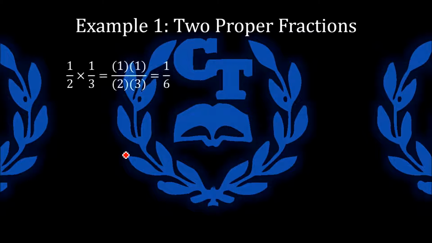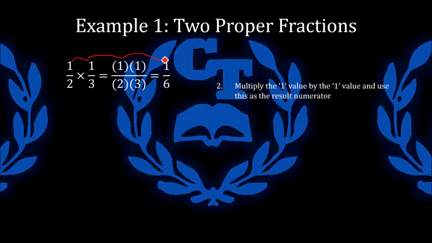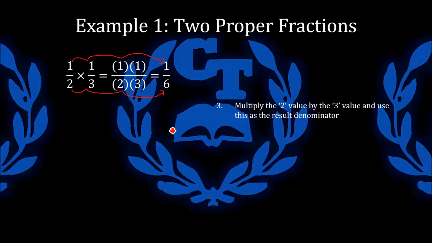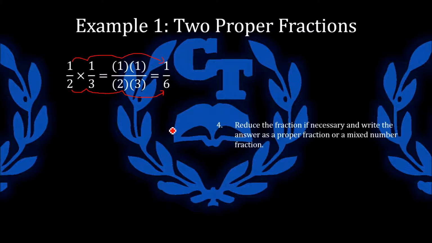Example 1, two proper fractions, where you take 1/3 and 2/3 and you simply multiply them together. Notice that all you have to do is multiply 1 by 1 to give you a value of 1. And then you multiply 2 by 3 to give you a value of 6. This fraction doesn't really need any reducing because 1 and 6 have no common factors. Notice how simple it is. I simply multiply the top values and put that as the top answer, and multiply the bottom values and put that as the bottom answer.